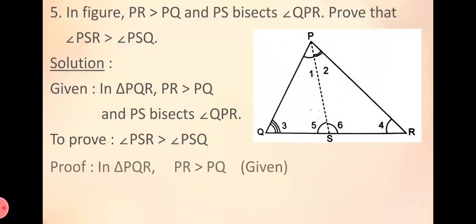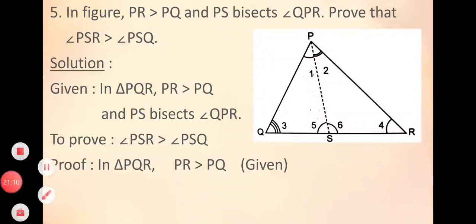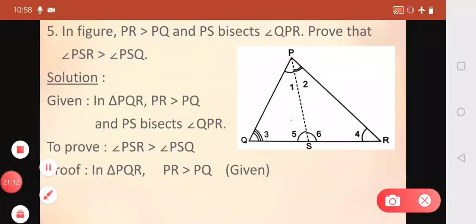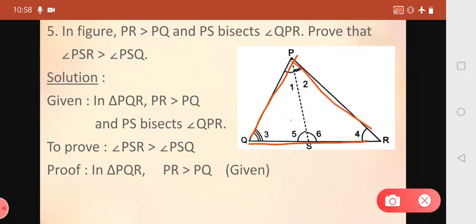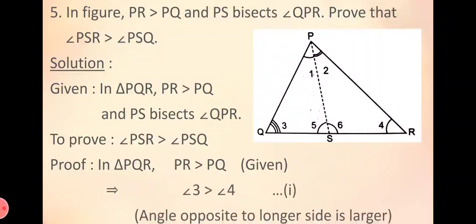Now for the proof, in triangle PQR, it is already given that PR is greater than PQ. So first we take the whole triangle, that is PQR. Already it is given that PR is greater than PQ. So the opposite angle of PR will be angle 3. Similarly, the opposite angle of PQ will be angle 4. So we write angle 3 is greater than angle 4, because the angle opposite to the longer side is larger.